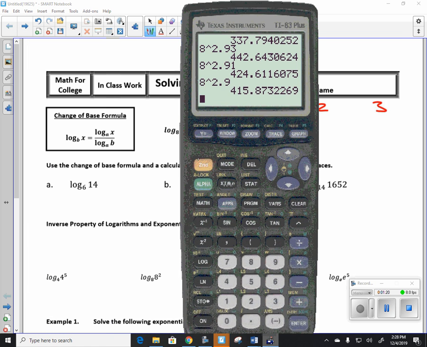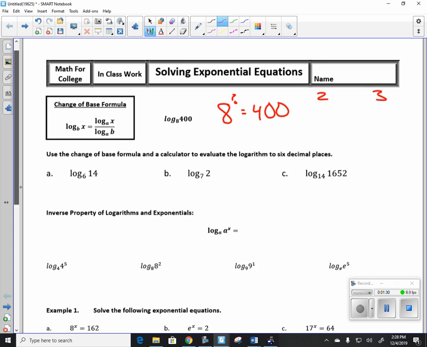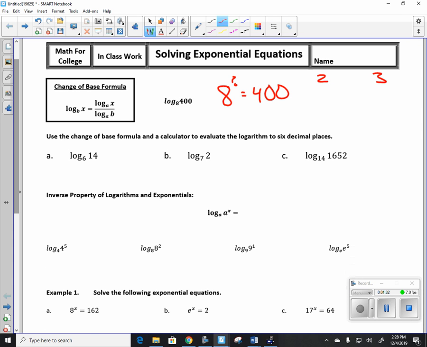Here's how we do it. If you want to find the log base b of something, what you do is take the log of the top, or log of the x, divided by the log of the base. So here's what you do. You want to know what log base 8 of 400 is? You want to know what that number is? 8 to what power is 400? You do log of 400 divided by log of 8.